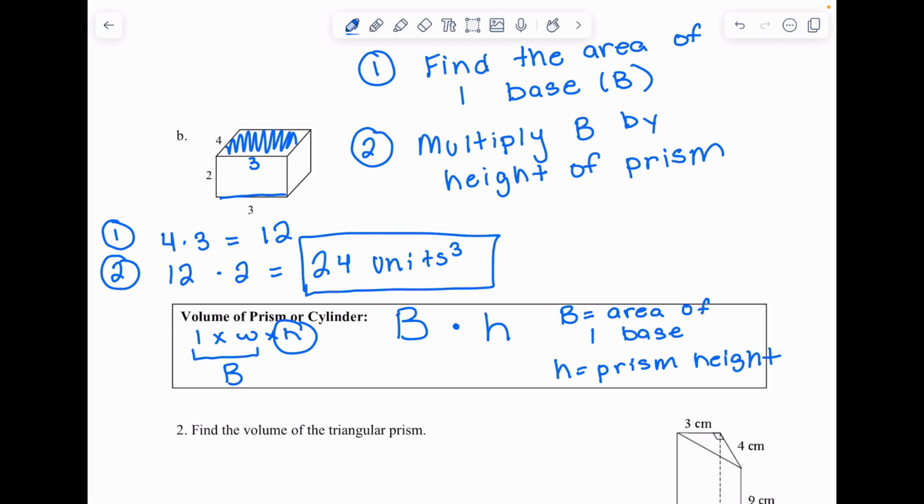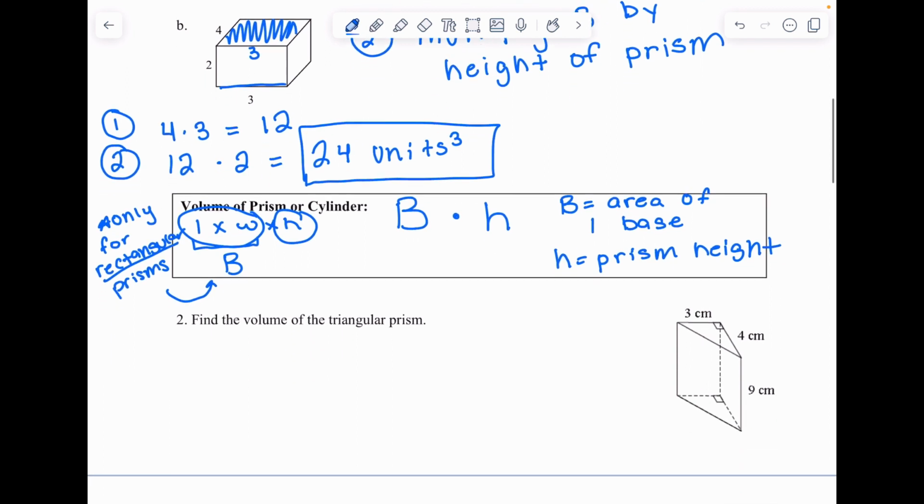But you have to keep in mind, we're not only dealing with rectangular prisms, we're going to see triangular prisms, hexagonal prisms, cylinders, and so the area of the base formula is going to change based on what the shape of our base is. So it's not always going to be length times width. So please keep in mind, you have to identify the shape of the base first, and then identify what your area formula is going to be. So please make a note that length times width times height is only for rectangular prisms.